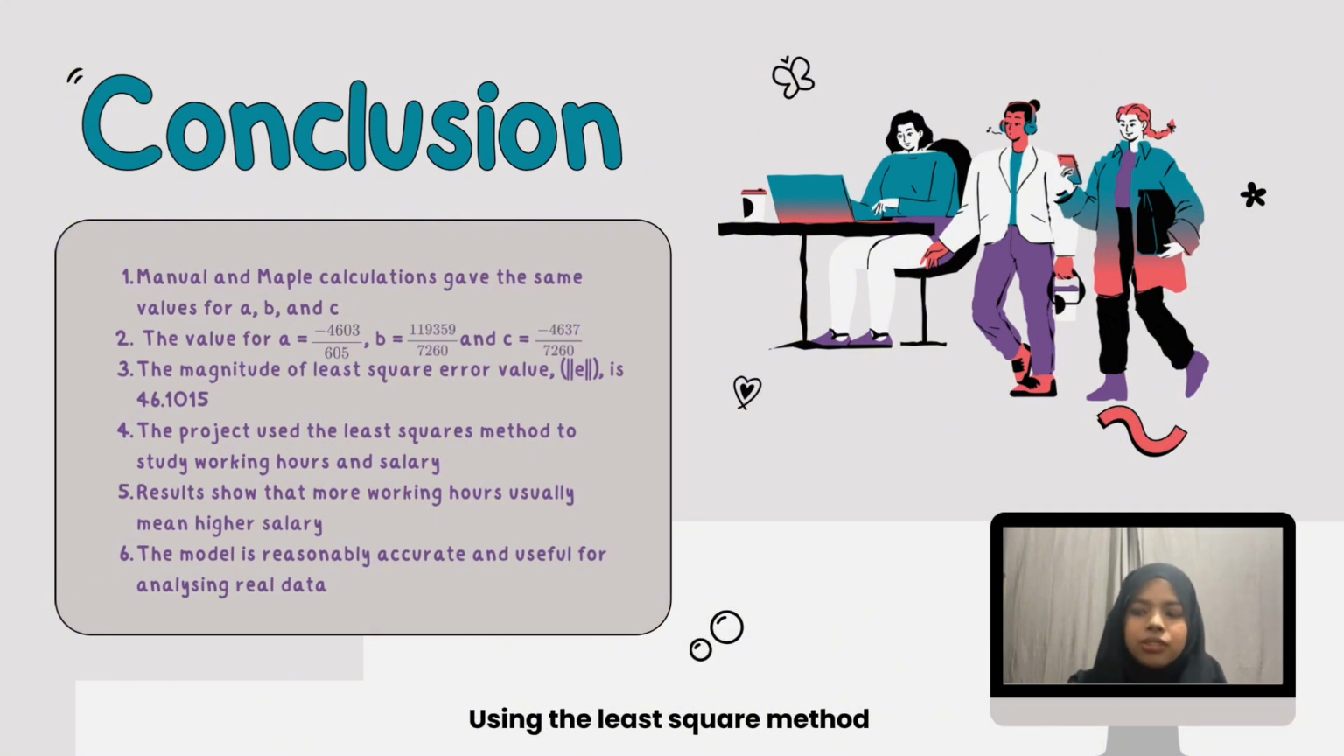46.1015. Using the least square method, we studied the relationship between working hours and salary. The results show that employees who work more hours generally earn higher salary. Overall, the model is reasonably accurate and useful for analyzing real-life data.